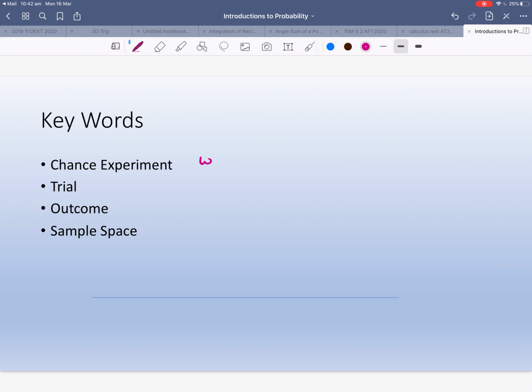What is the chance of rolling a 3 on a 6-sided die? Okay, so chance is just like, what are the chances? And in essence, that's what we're doing in probability. We're finding out chances of something.